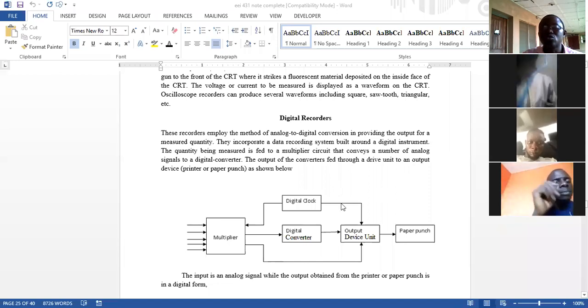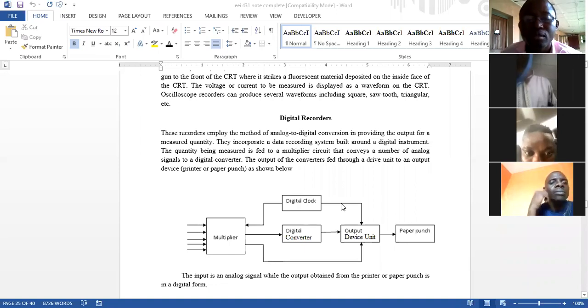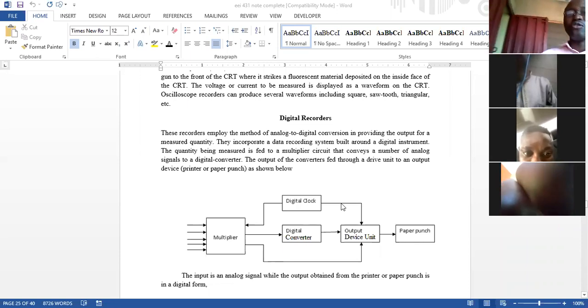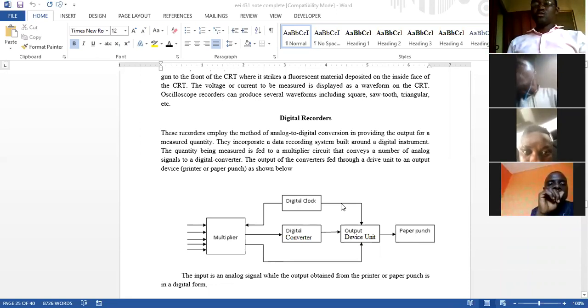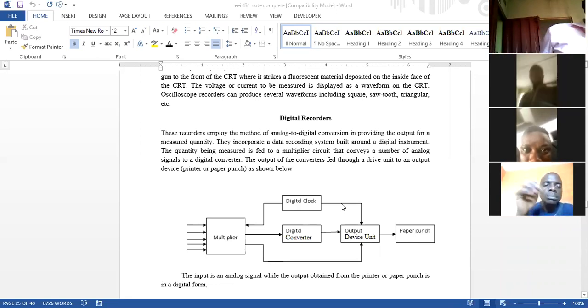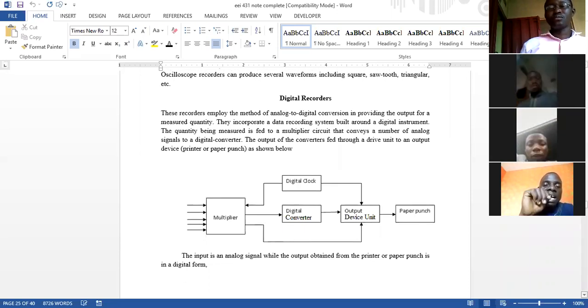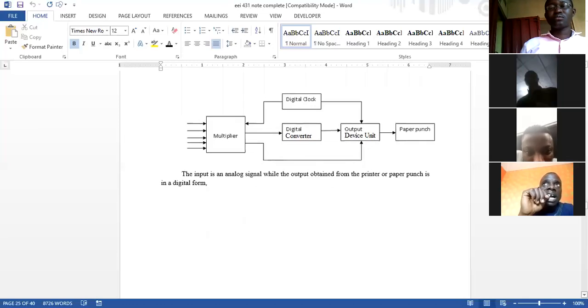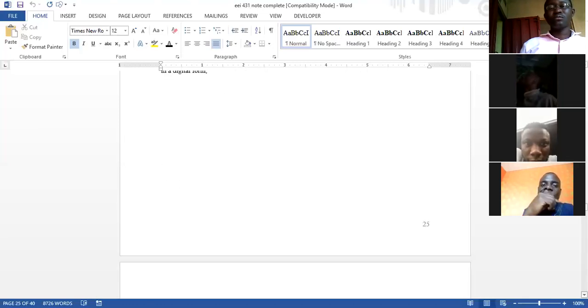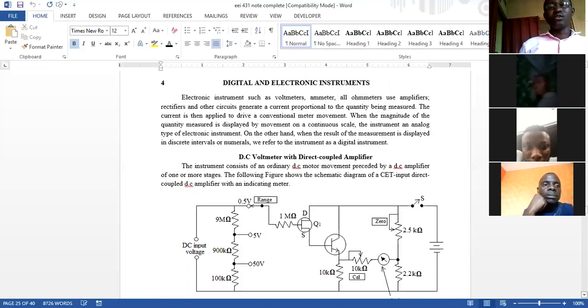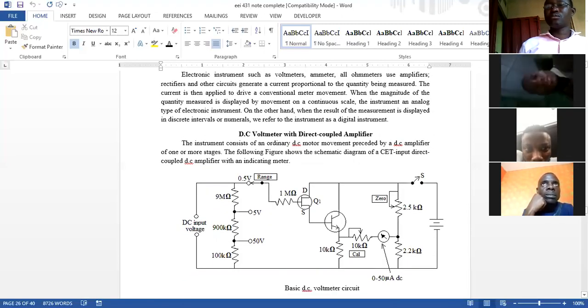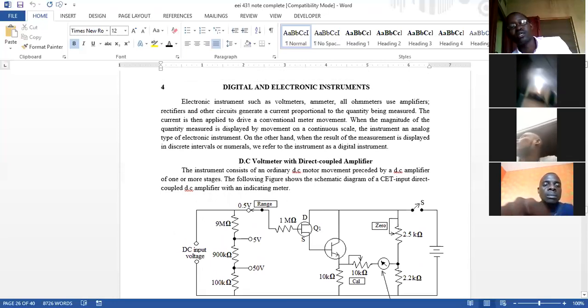If you check your screen now, you will see the notes where we stopped last time. I hope you can see that. Now today, we want to move on from there. We want to start from where we stopped. And now we are going to move on to chapter four: digital and electronic instruments. Can you see it on your screen? So we are going to look at digital and electronic instruments.